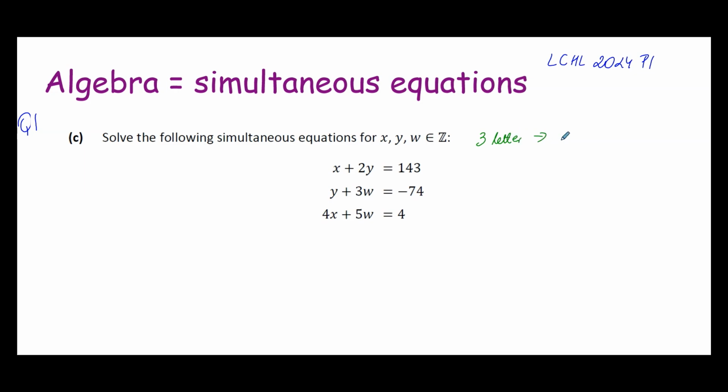What do we do first? We get rid of 1 letter. What we are left with is 2 letters and 2 equations. And then again, we eliminate 1 letter. So therefore, we will be left with just 1 letter, 1 equation. That's the main idea with simultaneous equations. Once we have 1 letter, 1 equation, we know we do letter equals number.